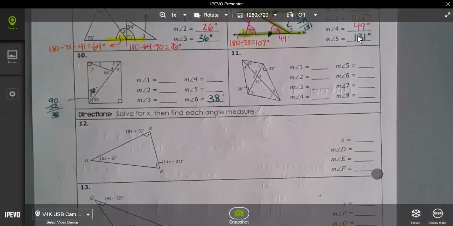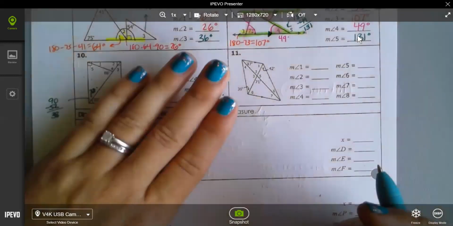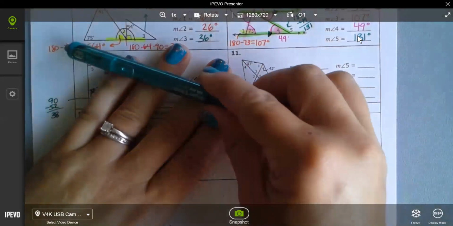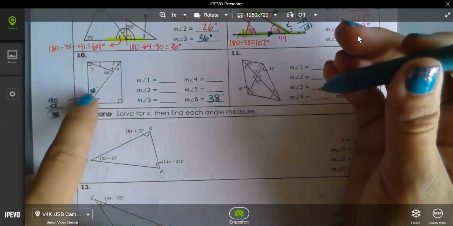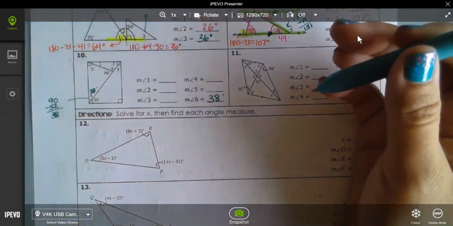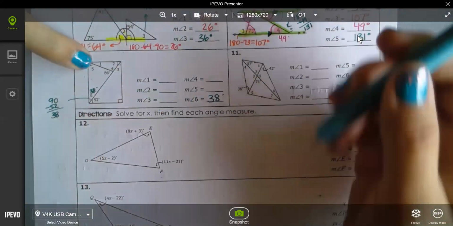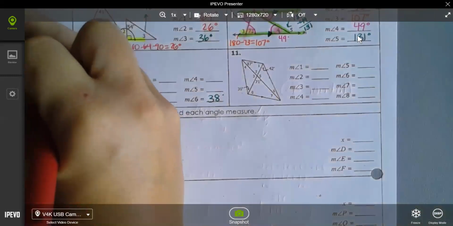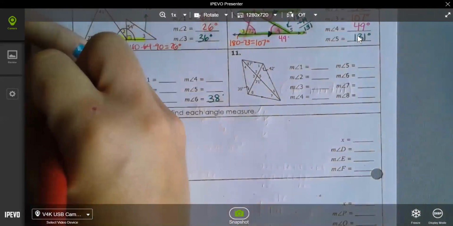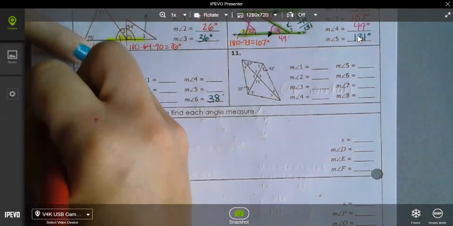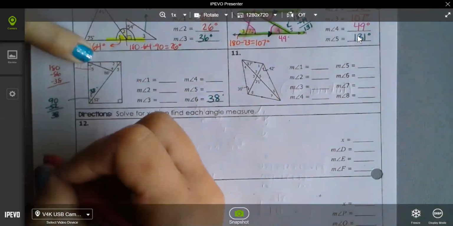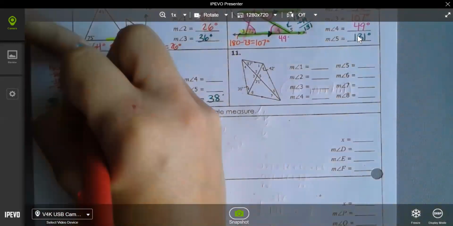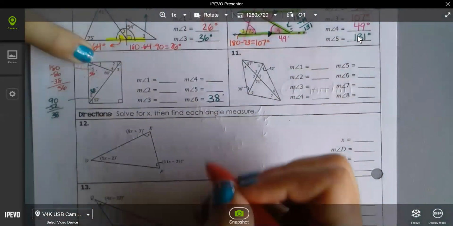All right, where can I go now? Well, I've got this triangle like that, where this is 38 and this is 86, so we should be able to find number 5. So a triangle is 180, subtract the 86, subtract the 38, and we get 56. So that's a 56-degree angle.